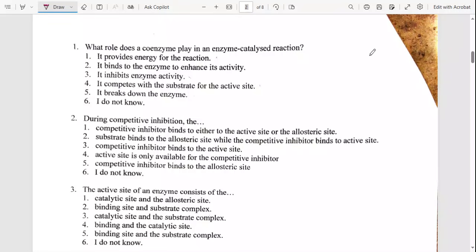This is biology test 2, and question 1 is saying, what role does a coenzyme play in an enzyme catalyzed reaction? The first thing that I want us to understand is the function and what really an enzyme is going to do. When you have an enzyme, say this is the structure of an enzyme, like this. This is an enzyme. An enzyme attaches to what we call a substrate.